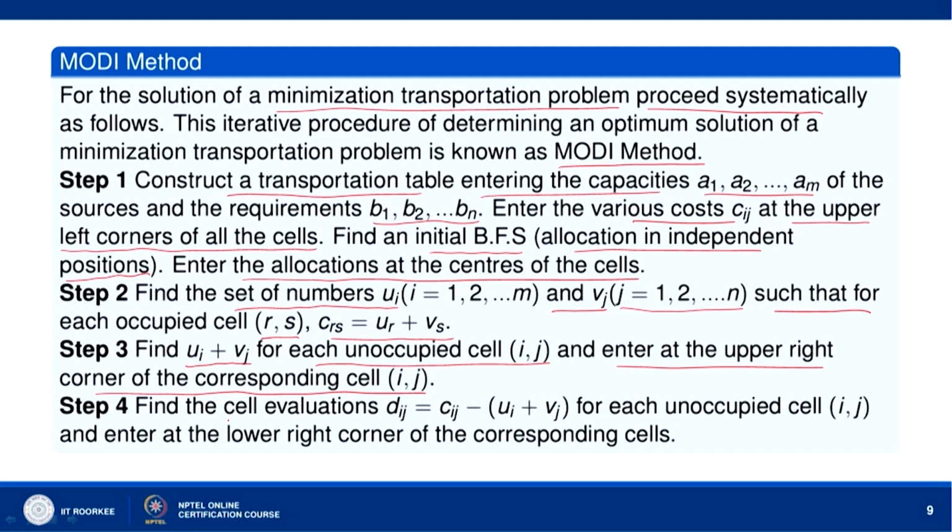Now, then we will find the cell evaluations Dij equal to Cij minus (Ui plus Bj). Cij is the entry in the ijth cell at the upper left corner, and Ui plus Bj is the entry at the upper right corner. So, we will find the difference of Cij and Ui plus Bj for each unoccupied cell, okay, and enter it at the lower right corner of the corresponding cell. The values of Dij will be found for each unoccupied cell, and written at the lower right corner of the unoccupied cell.